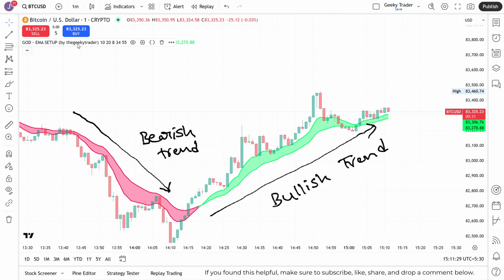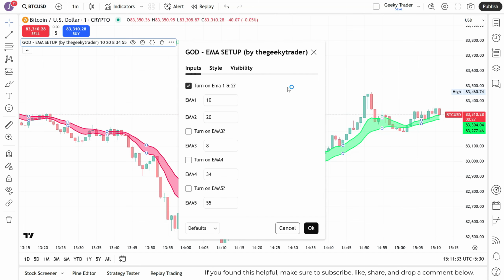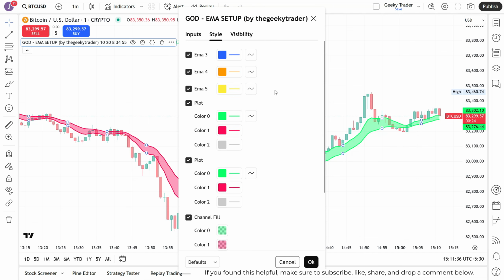Now, let's take a look at the script settings to see how you can customize it to fit your trading style. By default, the script comes with a preset configuration of EMAs, but don't worry, you have complete flexibility. You can adjust the EMA values based on your preference or trading strategy. If you prefer different periods or settings, feel free to tweak them. Not only that, but you can also customize the colors of the EMAs to make them more visually appealing or align with your personal charting style. Whether you want a brighter look or something more subtle, it's all up to you.